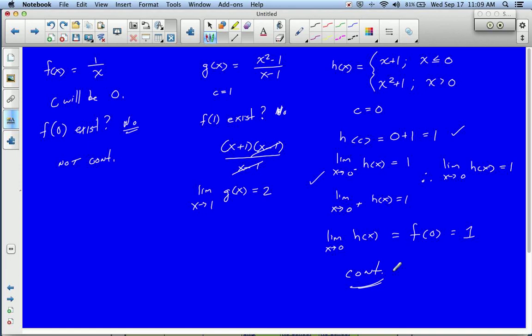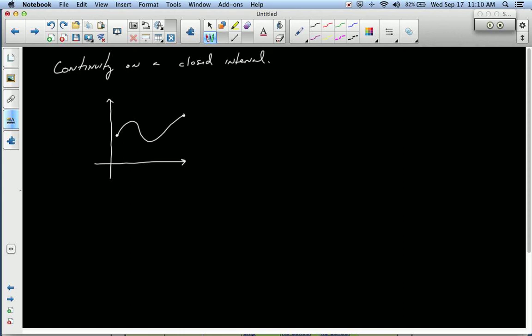Alright, one other piece we're going to talk about here today is continuity on a closed interval. So the same reasoning applies. The difference here now is I'm not looking at a graph that has arrows on either end of it, right? Not one that goes on forever. I'm looking at a piece that starts here and ends here. It's on a closed interval. We'll call it AB.